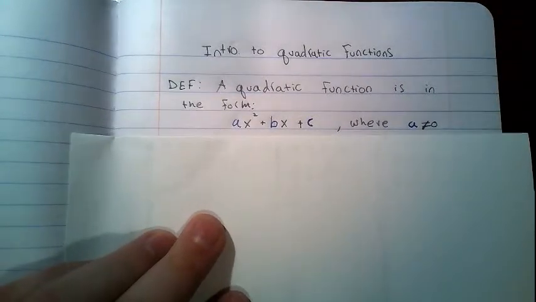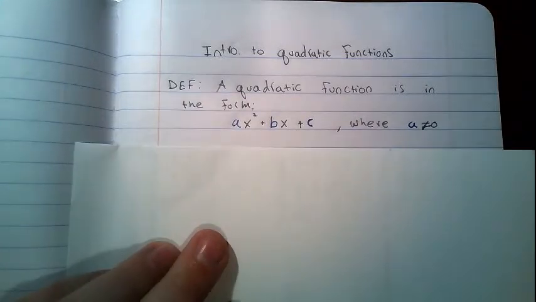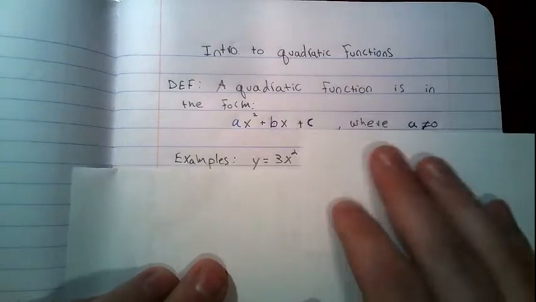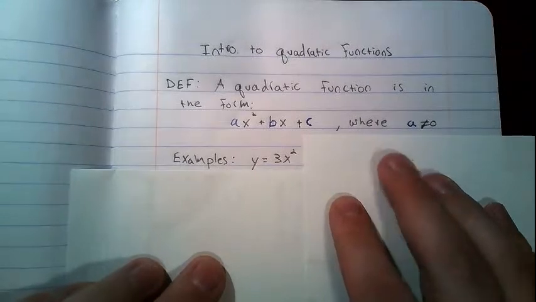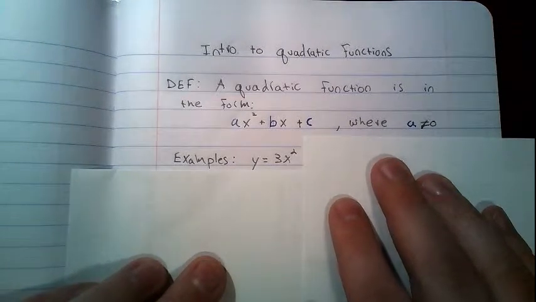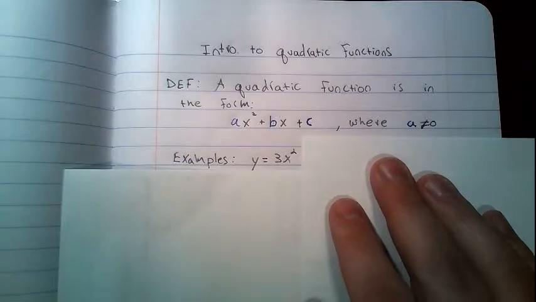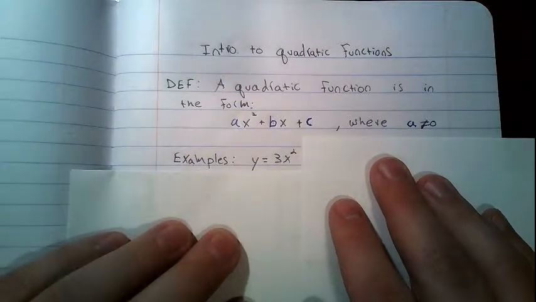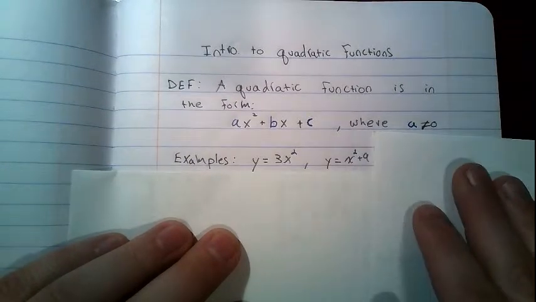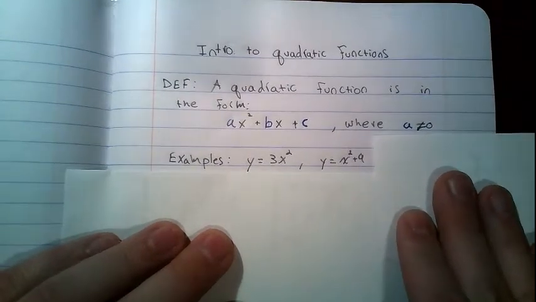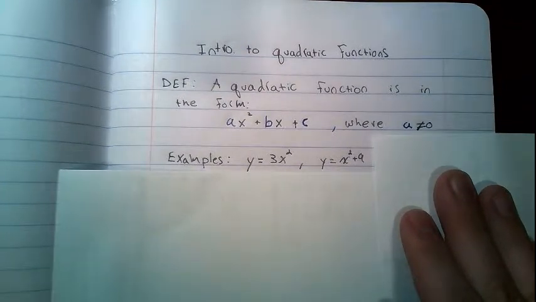Examples of quadratic functions would be something like y equals 3x squared, where a is 3. You don't necessarily need a b or a c, so that's just y equals 3x squared. Another example is just having y equals x squared plus 9. In this case, a is 1, b would be 0, and c would be 9.